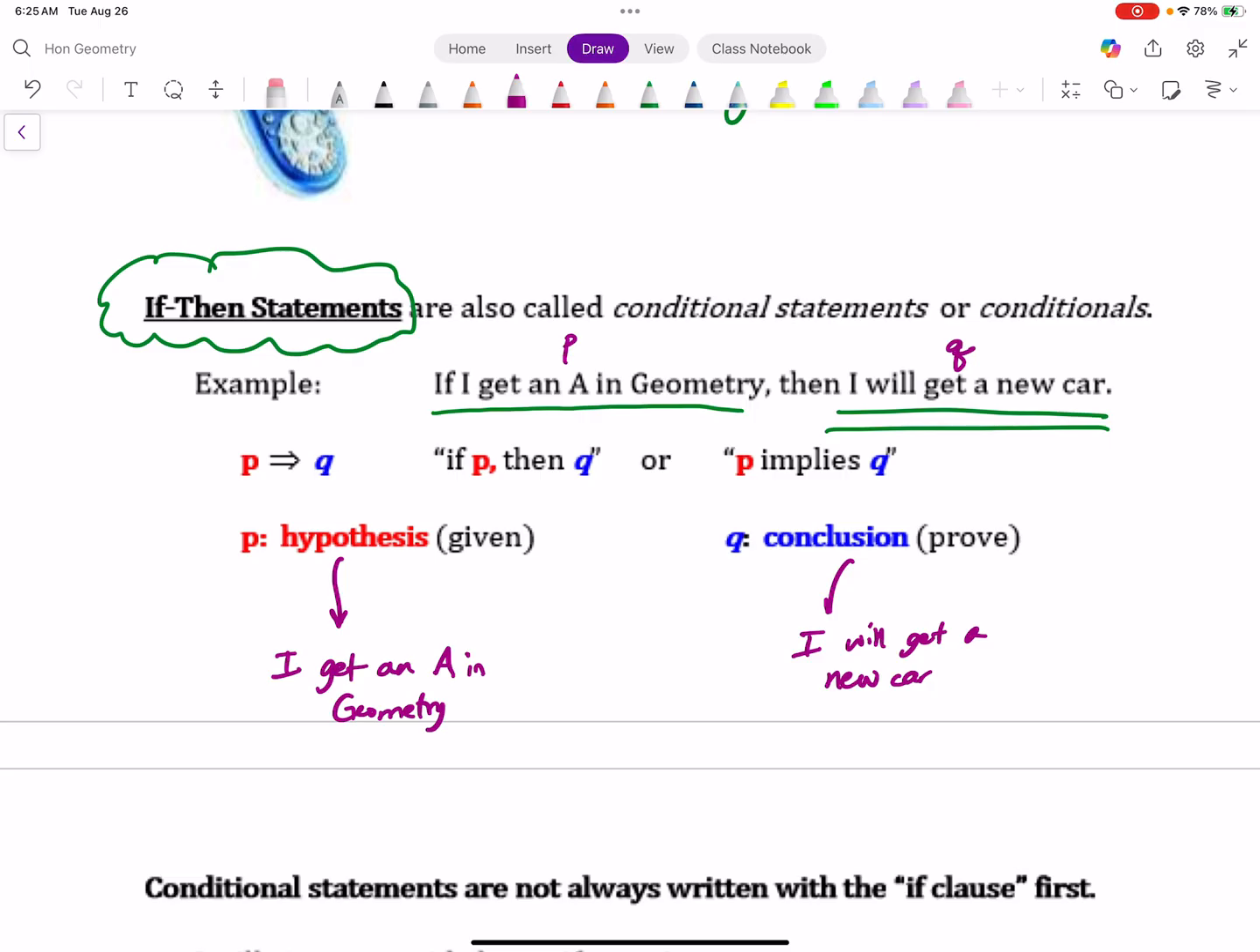We say that a lot of times we actually do an if-then statement. So if this, then that. Or you can say that P implies Q. So if I get an A in geometry, that implies that I will get a new car. That is what this says. This is a notation way of saying P implies Q. So you've got the arrow pointing to the right, like this thing leads to this happening.